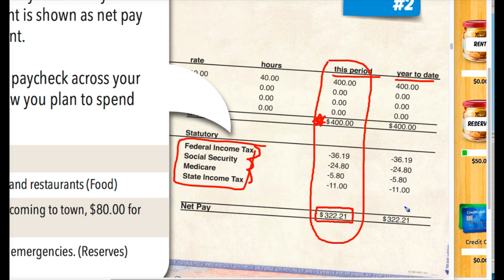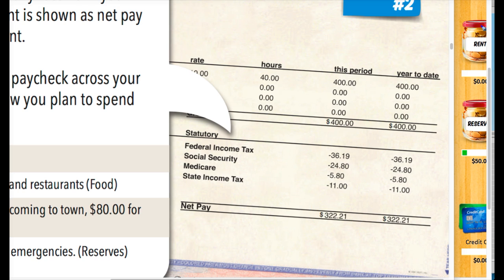So, when we are budgeting our money, we cannot budget on the $400. It's not all ours. Once all my taxes and everything else is paid, I have $322.21. So in your bank account would be $322.21. Okay? So let's take a look at our scenario over here.